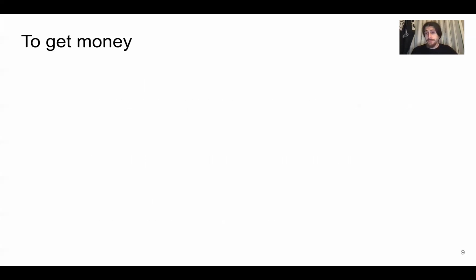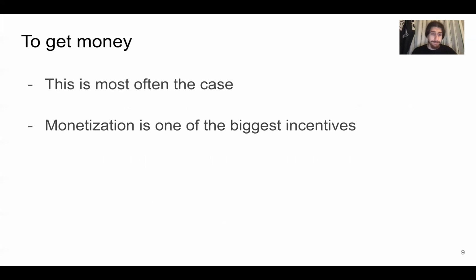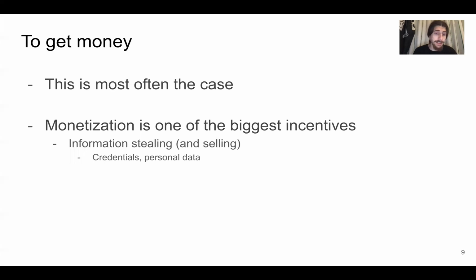The second big thing, of course, is to get money. This is most often the case, and the ability of malware authors or of people that use malware to monetize their effort is one of the biggest incentives. Some tricks to monetize things is information stealing and selling. So they steal your information and they sell it in the black market. This could be credentials, personal data, and so forth.